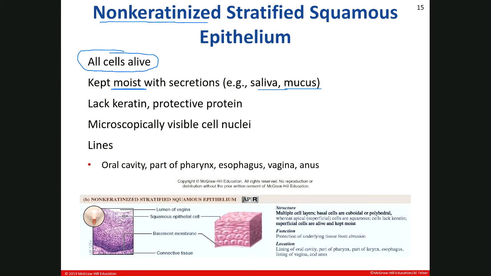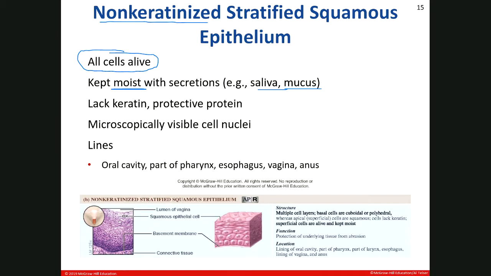So normally, like I said, if a cell's living, you should be able to see the nucleus. Certain cells don't have a nucleus, red blood cells, for example. But for our purposes, if the cell has a nucleus, it's alive. If it doesn't have a nucleus, right now, we'll consider it dead. I'll tell you when you need to consider it otherwise.